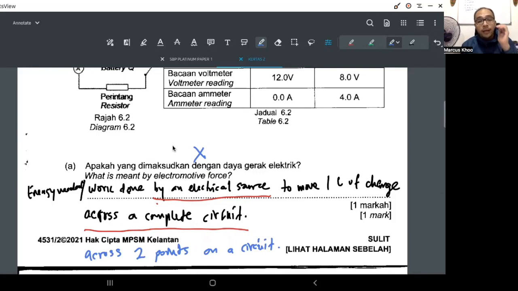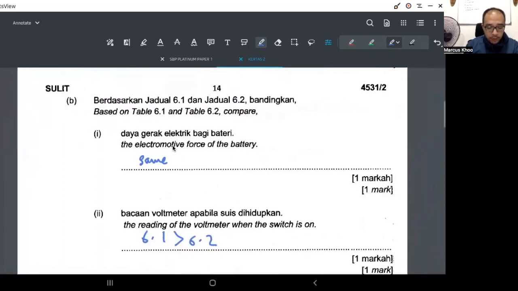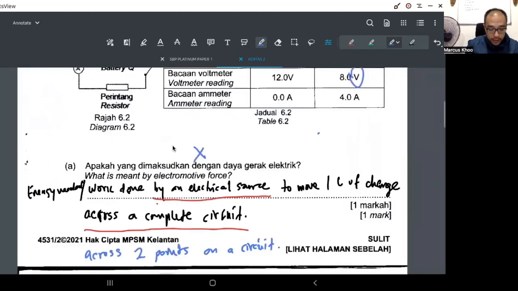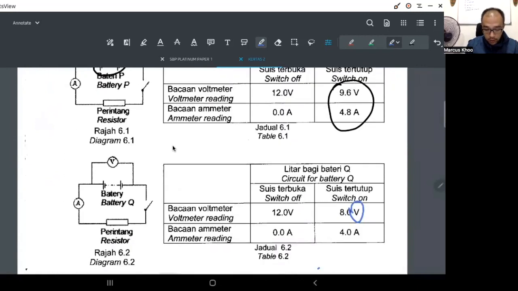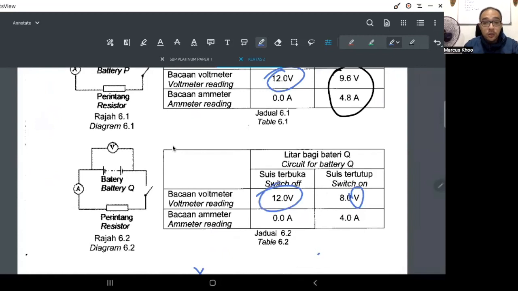That's potential difference. But electromotive force has one additional keyword: work done by an electrical source to move 1 coulomb of charge across a complete circuit, which is the second difference. So although for both potential difference and electromotive force the unit is volt, the definition is different. Just be careful with that. The electromotive force of the battery is the same, as you can see here. Oh, sorry, it is both the same. So that's how you know.